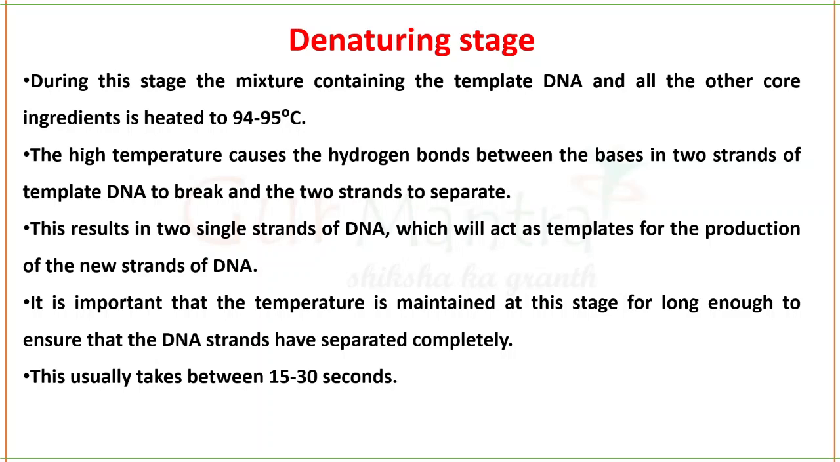During this stage, the mixture contains template DNA and all the core ingredients of the PCR. All the ingredients together are called the PCR mix. It will be heated at 94 to 95 degrees Celsius. The high temperature causes the hydrogen bonds between the bases of the two strands to break, and the double-stranded DNA will be converted to single-stranded DNA.